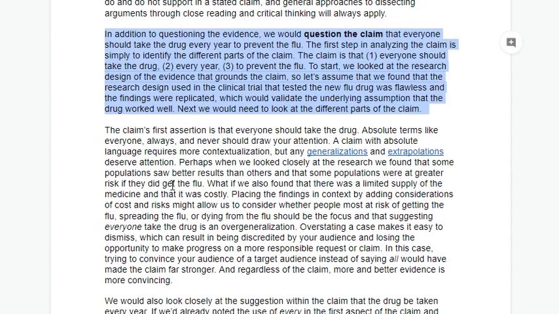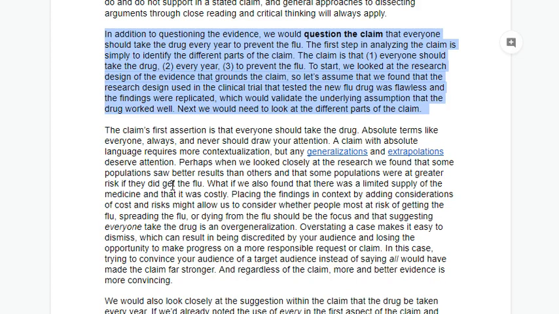In addition to questioning the evidence, we would question the claim that everybody should take the drug every year to prevent the flu. The first step in analyzing the claim is simply to identify the different parts of the claim. The claim is that one, everybody should take the drug, two, every year, three, to prevent the flu. To start, we looked at the research design of the evidence that grounds the claim. So let's assume that we found that the research design used in the clinical trial that tested the new flu drug was flawless, and the findings were replicated, which would validate the underlying assumption that the drug worked well.